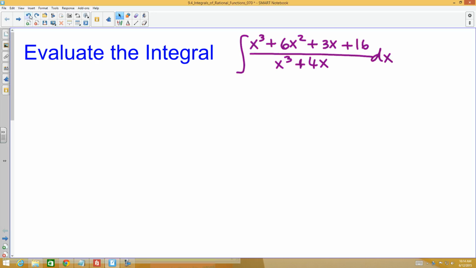In this video, we solve an integration problem that requires us first to do long division and then partial fraction decomposition. So we have the following: the integral of (x cubed plus 6x squared plus 3x plus 16) divided by (x cubed plus 4x) dx.